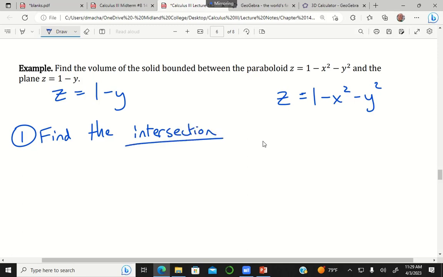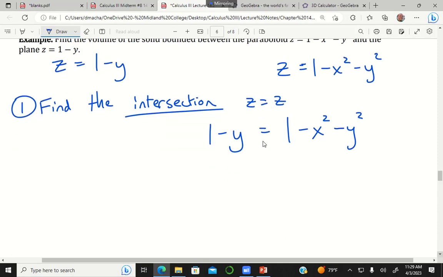And so the intersection is going to be the places where these surfaces have the same z value. And so that would be the place where 1 minus y is equal to 1 minus x squared minus y squared. Basically, what values of x and y make that equation true? Those would be the values of x and y that give me the intersection between these two surfaces.